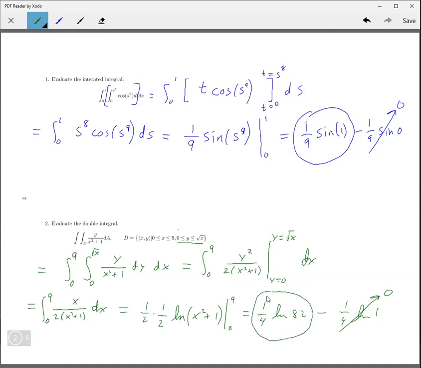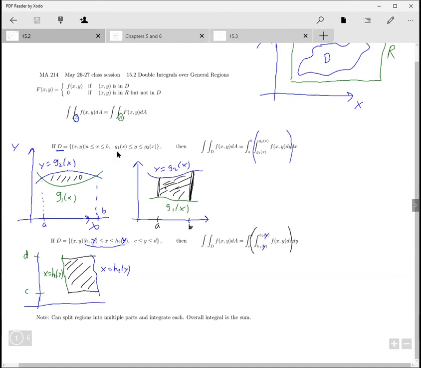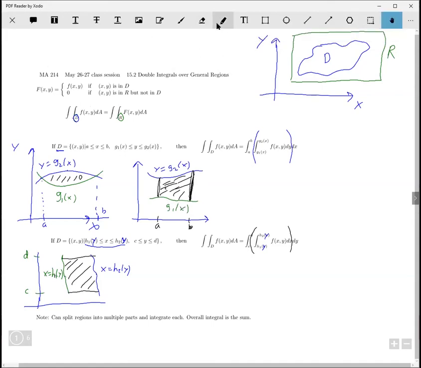1/4 log of 82. We have these where the key is that y is bounded by g1 of x and g2 of x. So you're something like this. Okay, another one is like this. Now, one thing, it's just like with the other class, that if you see something like this, you've seen this kind of stuff before.